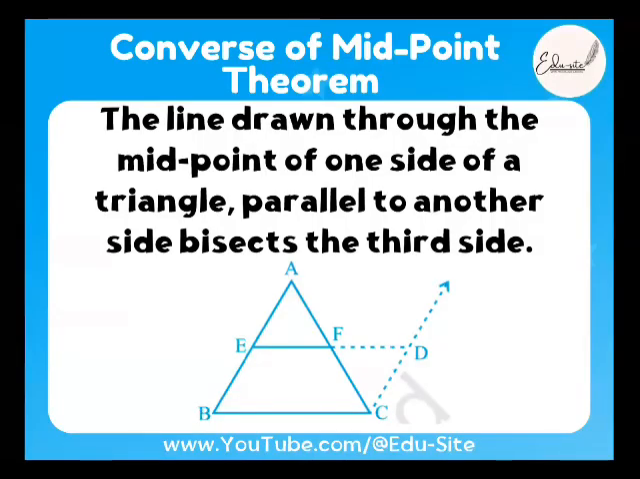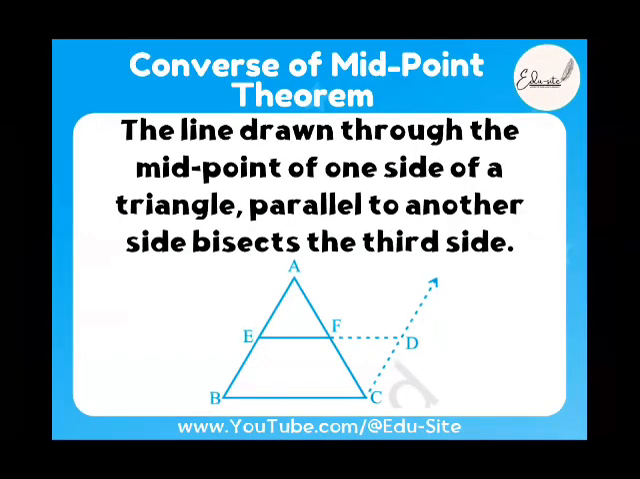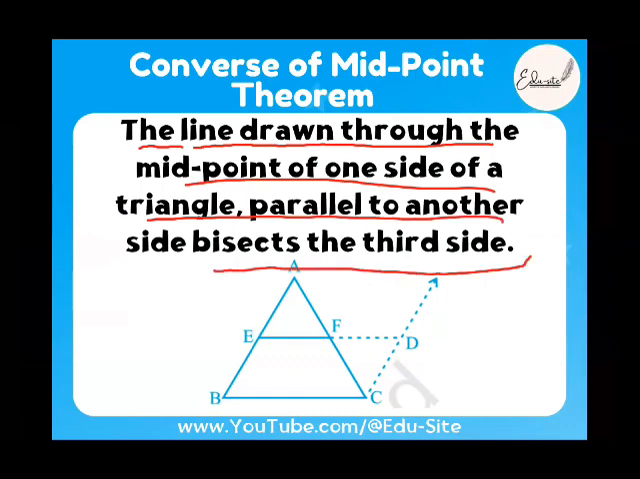Okay, there is a converse of the midpoint theorem. The converse statement is nothing but the opposite of it. You just have to state it in an opposite way. The line drawn through the midpoint of one side of the triangle parallel to another side bisects the third side. This is the converse of the midpoint theorem. Okay.